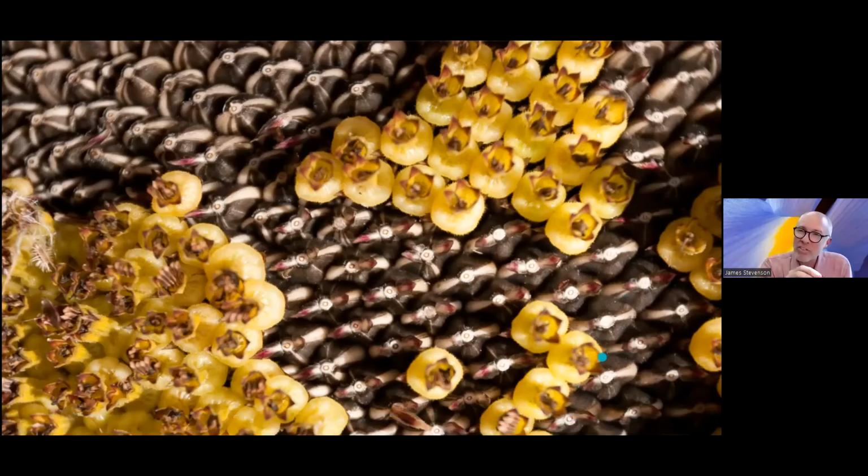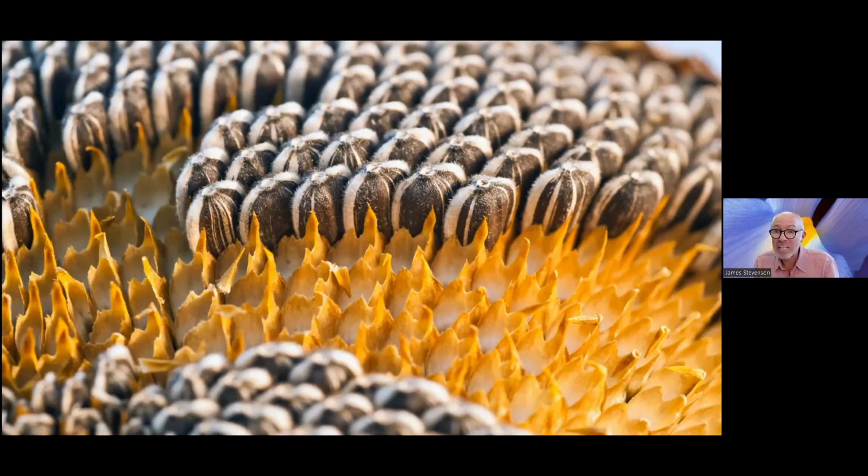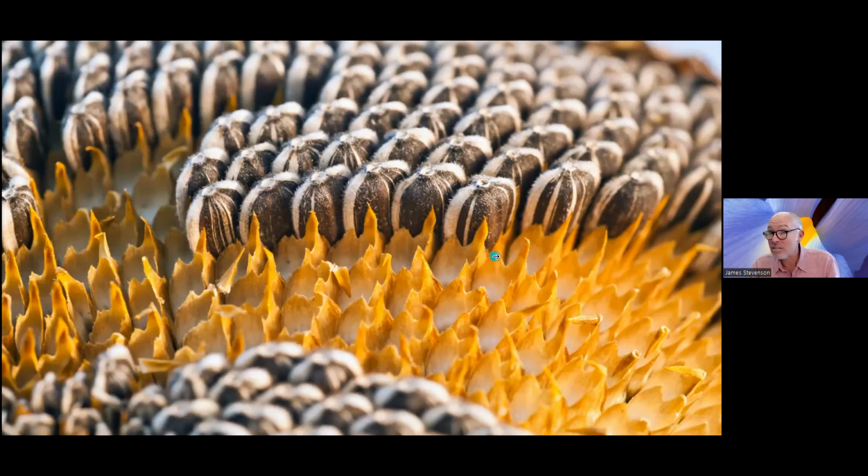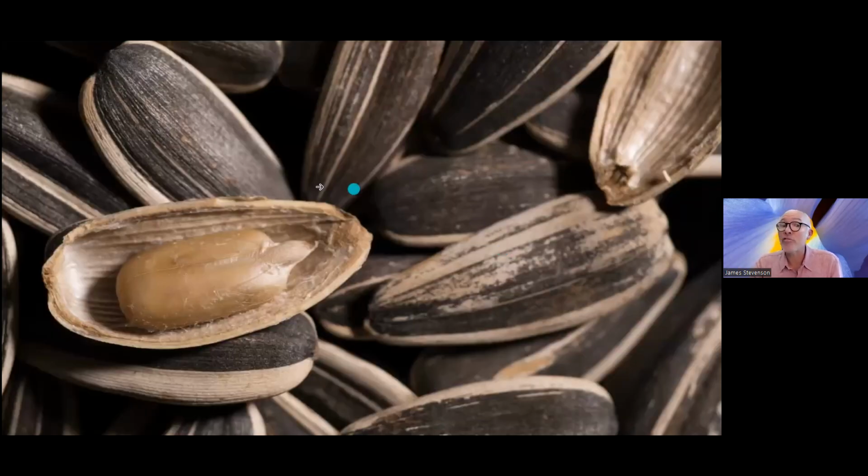And if we zoom in on the heart of a sunflower, we'll see the nice little lined up sunflower seeds. Each one of those is a ripened ovary. These aren't seeds. These aren't sunflower seeds. What are they? They're ripened ovaries. These are sunflower fruits. Dried fruits with the seed inside.